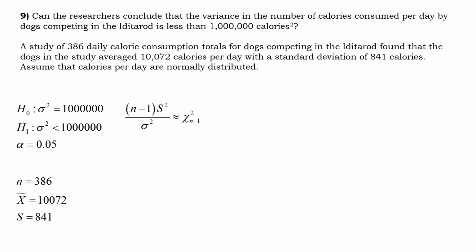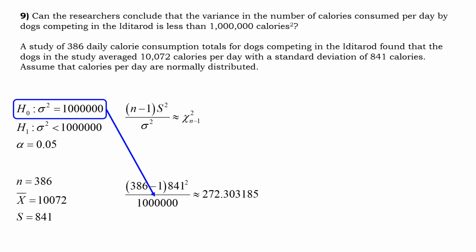We're going to plug in our values to calculate our test statistic. S was 841, so I have 841 squared, where S squared goes. But we are assuming that sigma squared is 1 million, so I put 1 million down here, no squaring, because it already is the assumed value of sigma squared. Again, we get our chi-squared score.